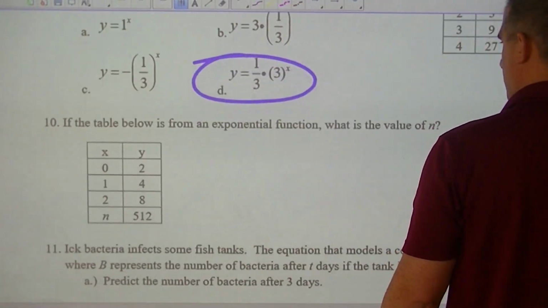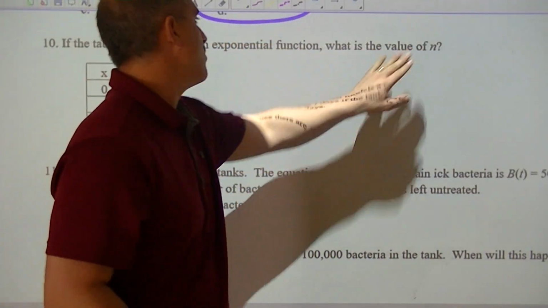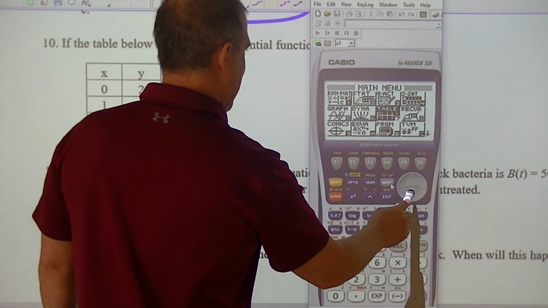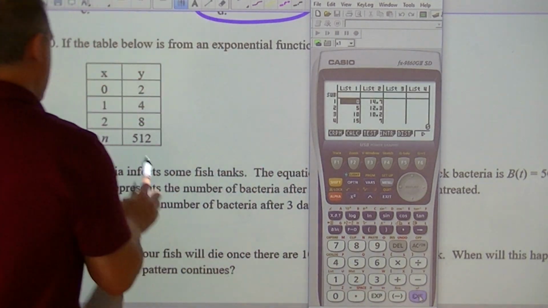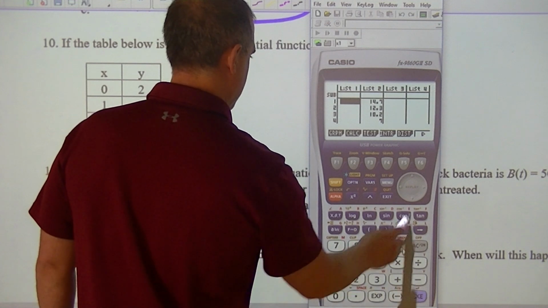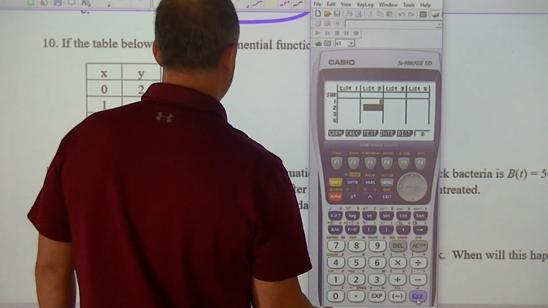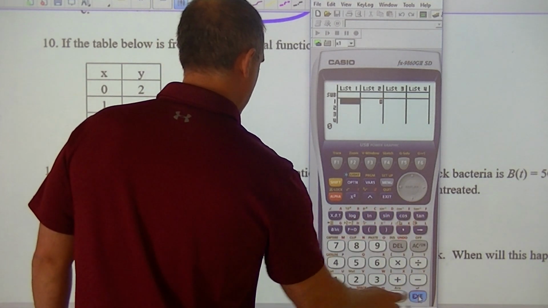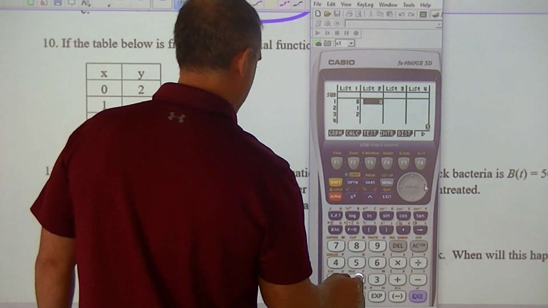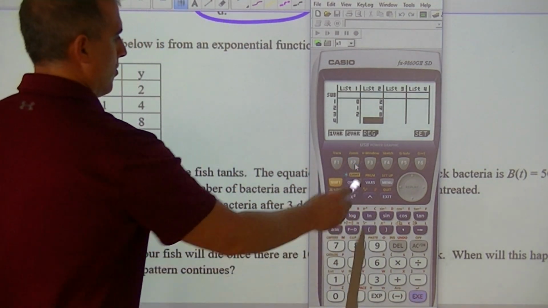Okay? All right. If the table below is an exponential, what is the value of n? Okay, so what I'm going to do is go to menu, and go to stat. Okay, and I'm going to type in these lines above. Zero. Oops, I typed that in the wrong spot. 0, 1, 2. Okay, 2, 4, 8. Okay, then I would go calc, reg.